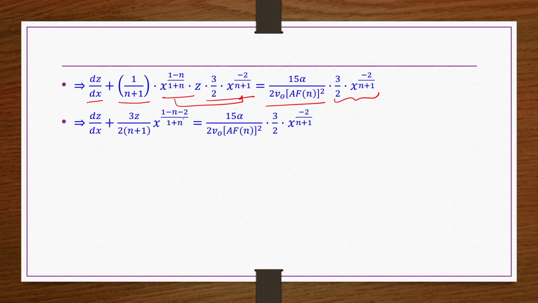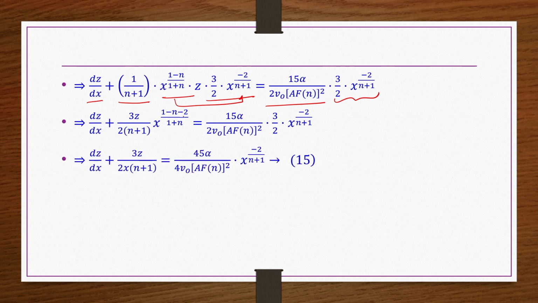So, x power 1 minus n minus 2 by 1 plus n, that is what you get, minus n minus 1, that is you get x power minus 1. So, I am writing that in the denominator as x here, and all the other terms are as they are.